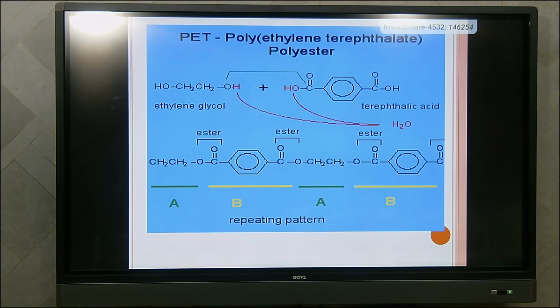Here there will be removal of a water molecule. From the ethylene glycol there will be removal of hydrogen, and from the terephthalic acid a hydroxyl group will be removed, combining as the water molecule, so that the oxygen from the ethylene glycol will directly connect with the carbonyl group of the terephthalic acid, so that a condensation polymer will be formed, nothing but polyester, polyethylene terephthalate.